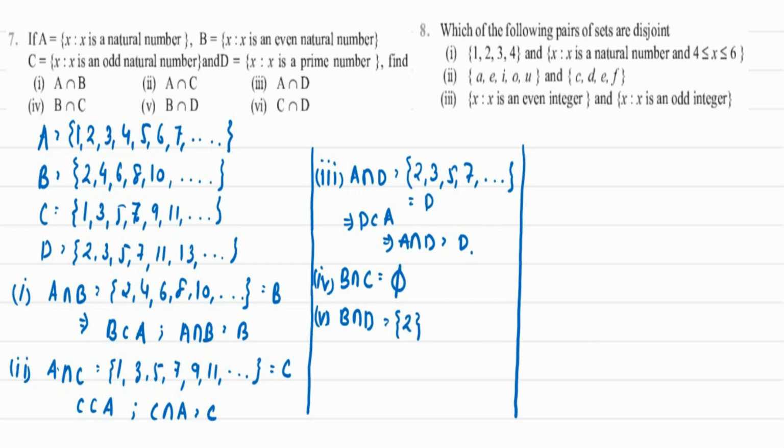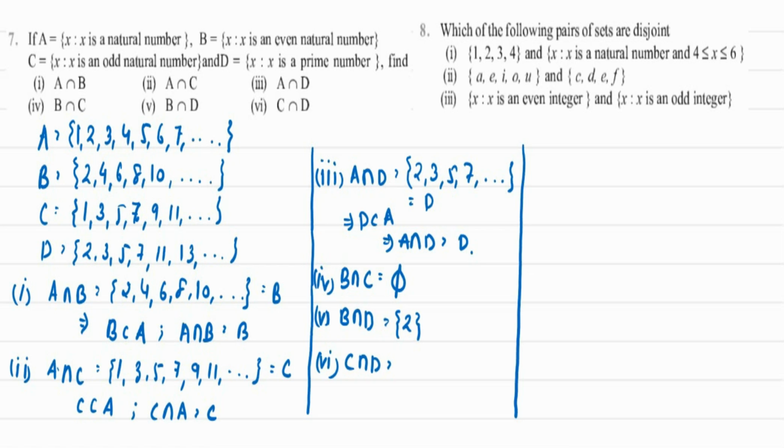So intersection will have 2 as the element. Okay, now we have sixth part. It says find C intersection D. Now we have C as 1, 3, 5, 7, 9, 11 and so on. Right? Now D we have all the prime numbers 2, 3, 5, 7, 11 and 13. So C intersection D will be all the prime numbers which are odd.